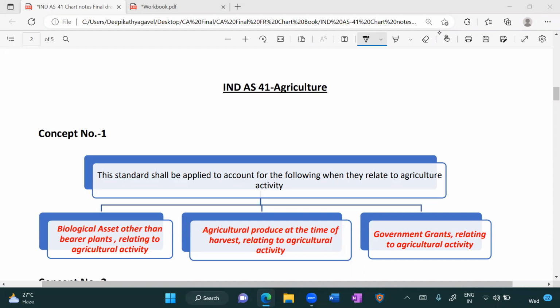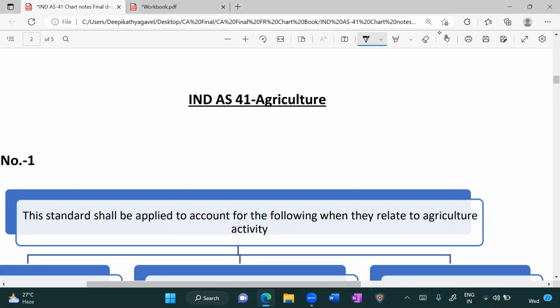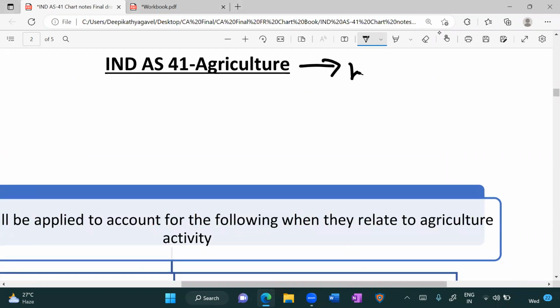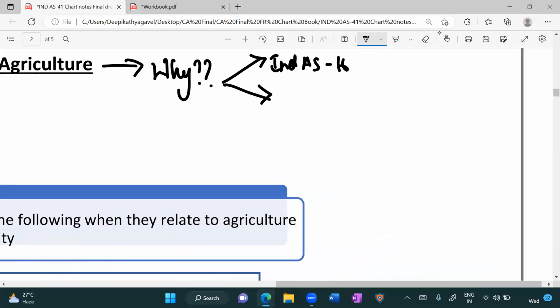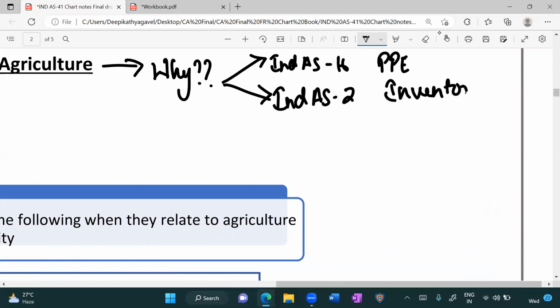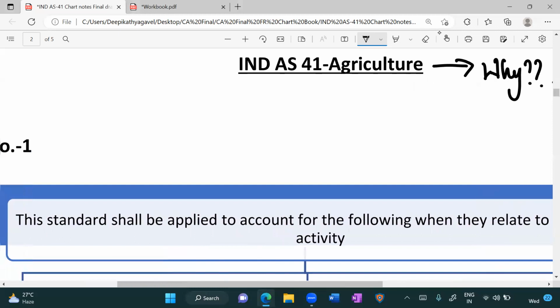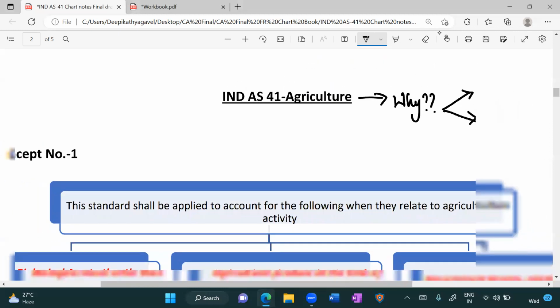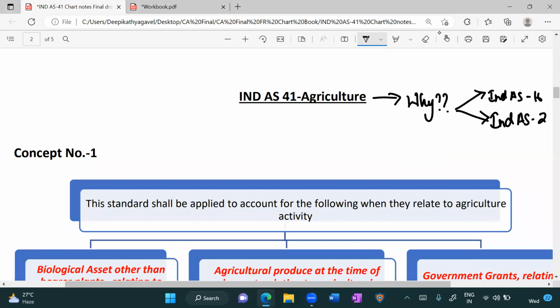So the first thing that you need to understand in IND AS 41 Agriculture is why did this standard come into place? Because we already have two existing standards for tangible assets, that is IND AS 16, which is for PPE, and we have IND AS 2 for inventories. So when there are already two existing standards dedicated for tangible assets, why was there a need to bring a separate standard for agriculture? The answer to this question is also very, very simple. It is because of the unique nature of items that are covered under this standard.